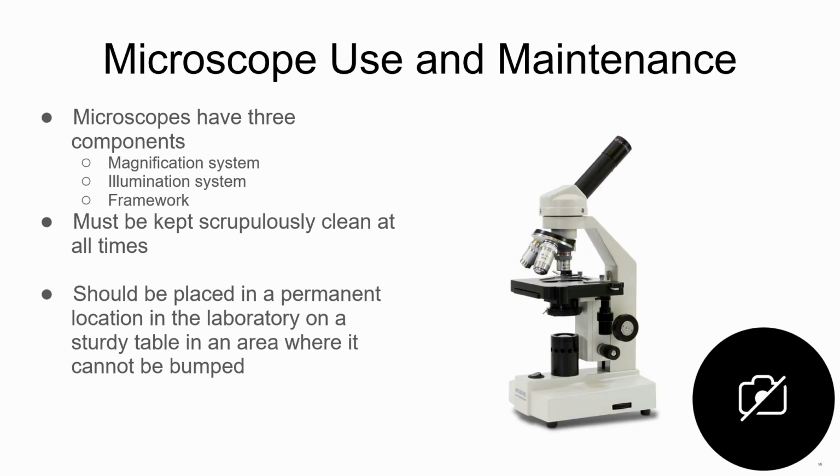So microscopes have three components: the magnification system, the illumination system, and the basic framework itself. You see the microscopes in the labs kept in the back cabinets with plastic coverings on them. They should be placed in a permanent location on a sturdy lab bench where they cannot be bumped. That's not always physically possible. Most lab technicians don't like having microscopes that cost a lot of money put back and taken from site to site, so a lot of times they'll just do it themselves.